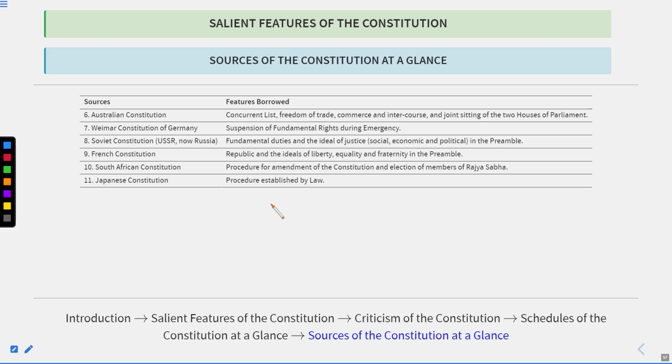Okay. So students, here we have finished the salient features of the Constitution. In the next lecture, we will start with another important series. Till then, just revise all the facts and figures which we have discussed in that particular series of the salient features of the Constitution. So here we have finished this lecture.